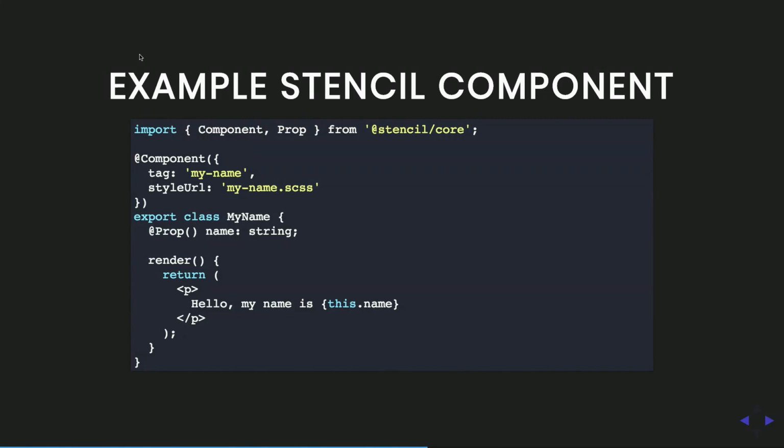Now the component decorator is a build time construct to associate a class, in this case my name, with a tag name. So we have my-tag. With web components, according to the standard, every web component must have a hyphen in the name.